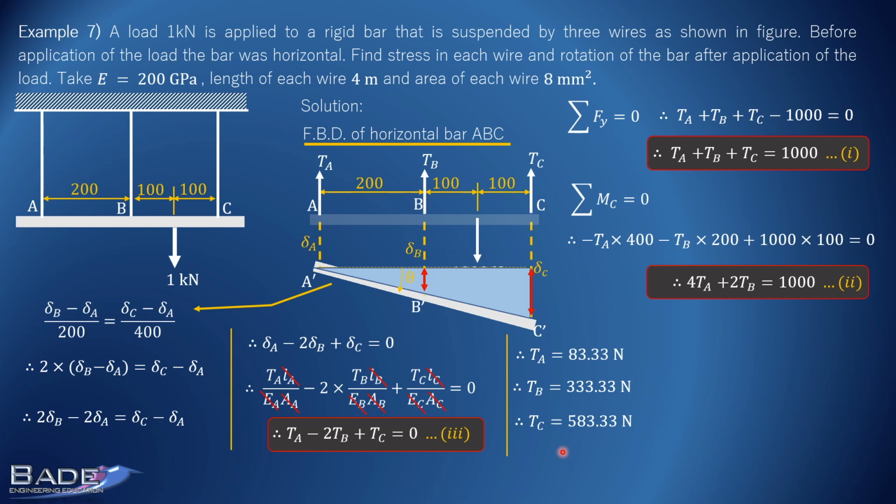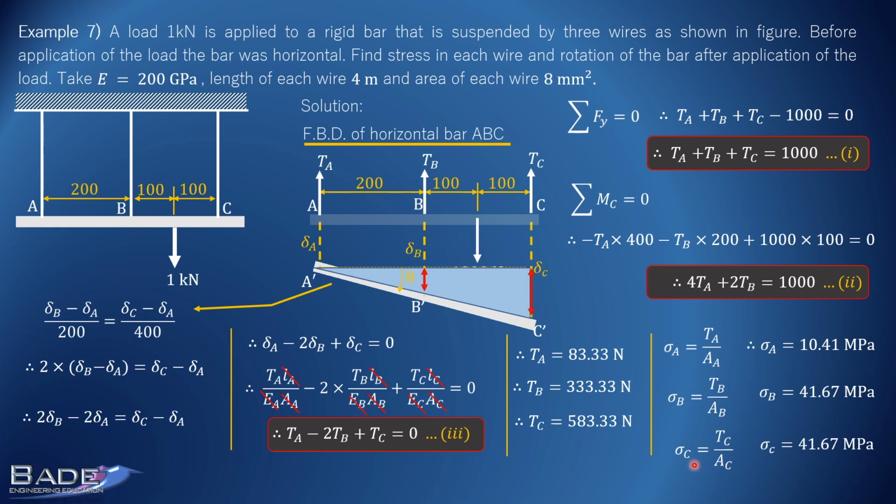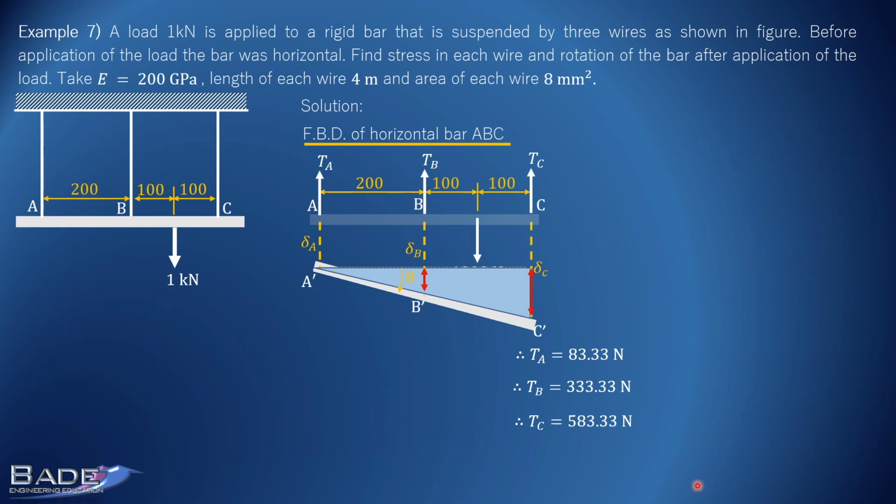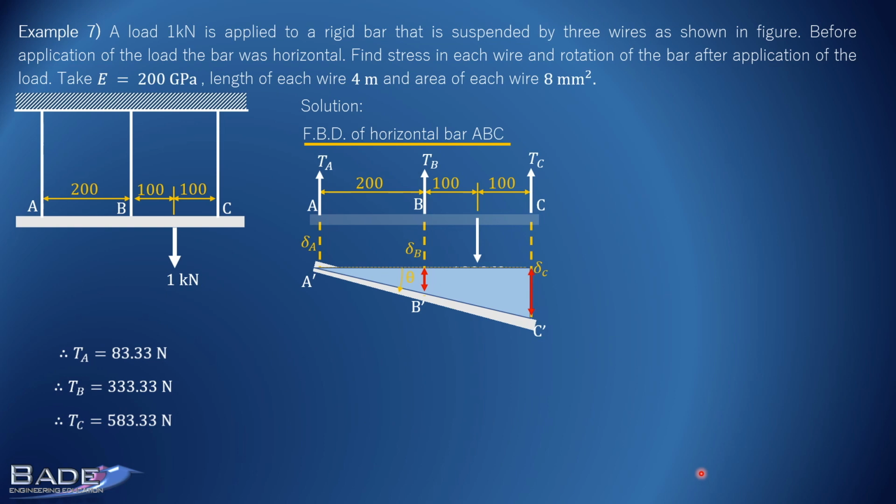Take a pause and do these calculations yourself. Be sure you can solve these three equations. These are the answers, so tension in the three wires we have found out. Once you get the tension, you will easily be able to find stress. Stress in wire A is load on wire A divided by cross-sectional area of wire A. Stress in wire B is load on wire B divided by cross-sectional area of wire B. And stress in wire C is load on wire C divided by cross-sectional area of wire C. So this is how we found the stresses.